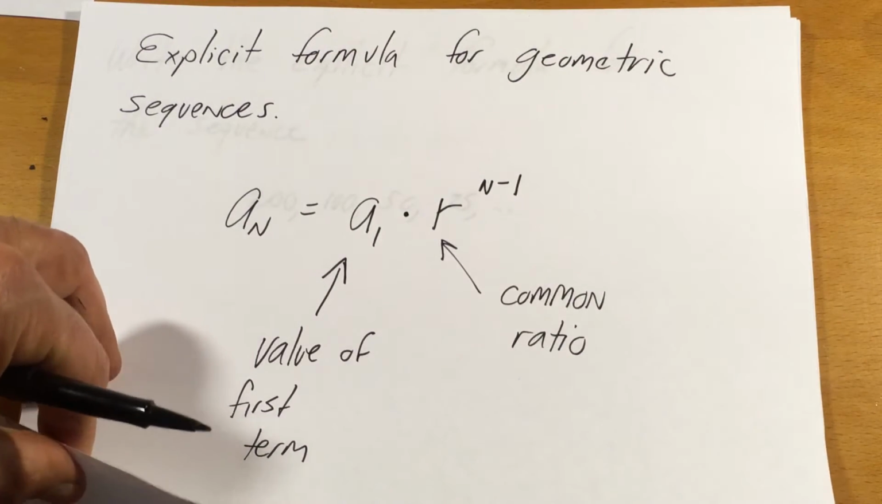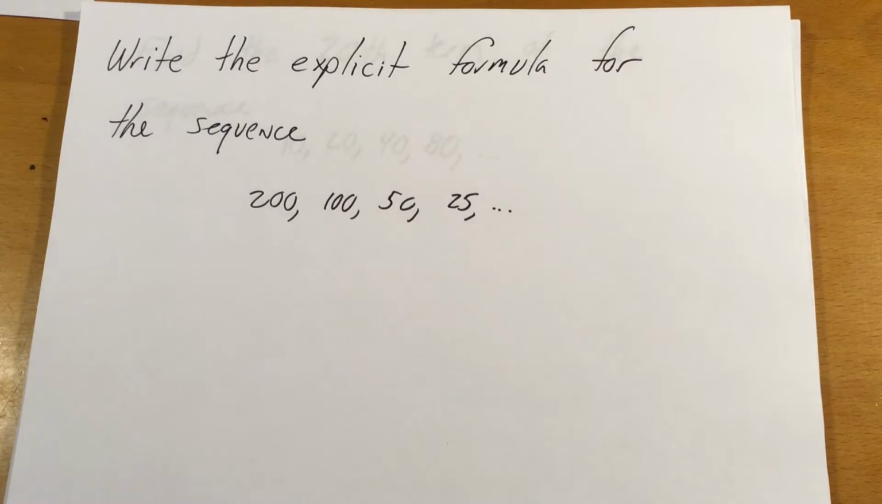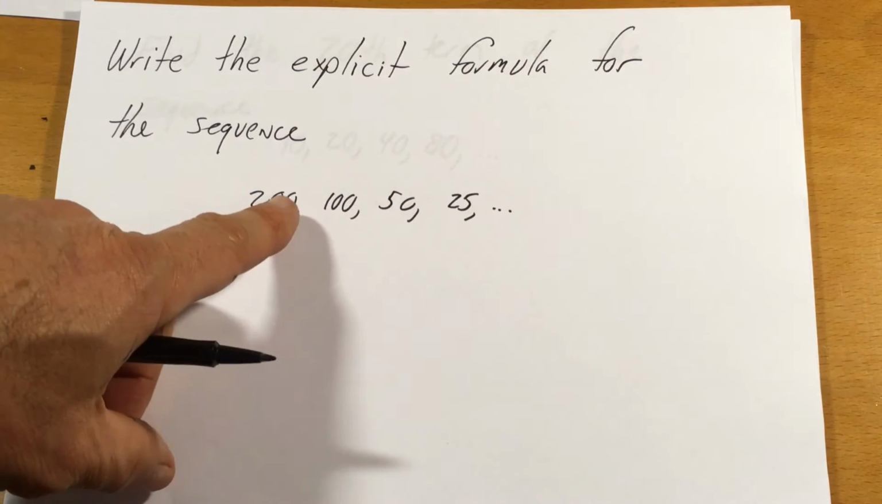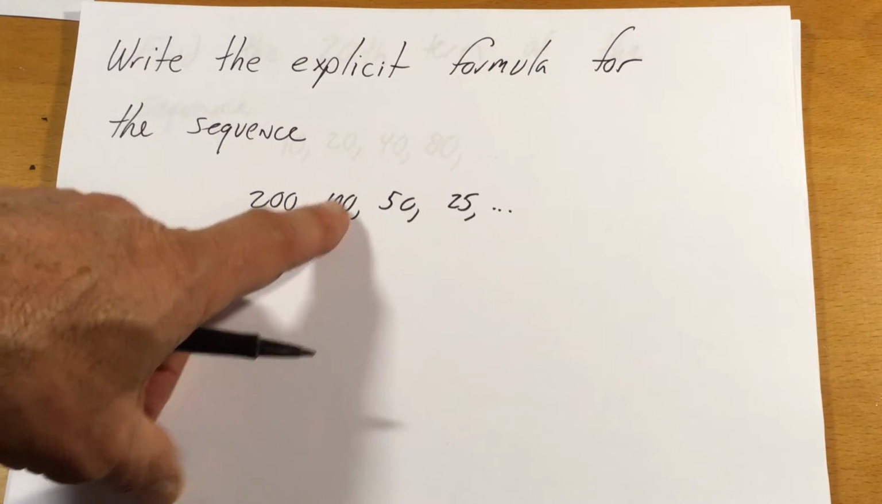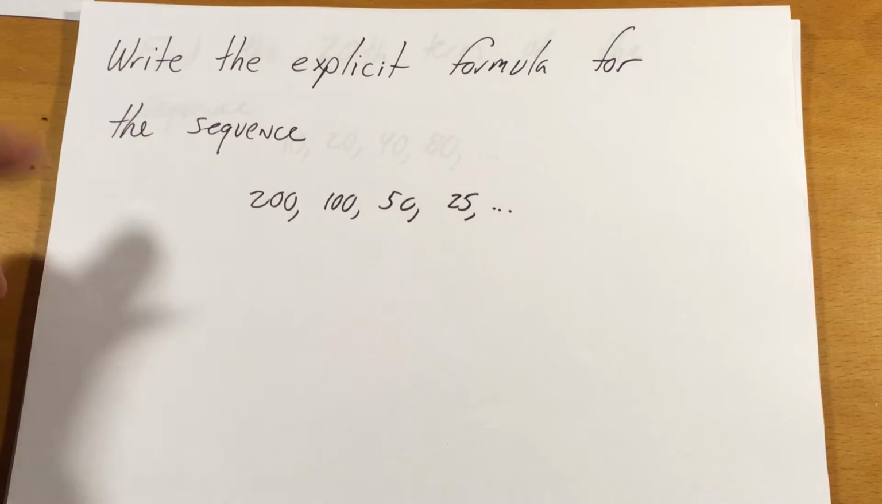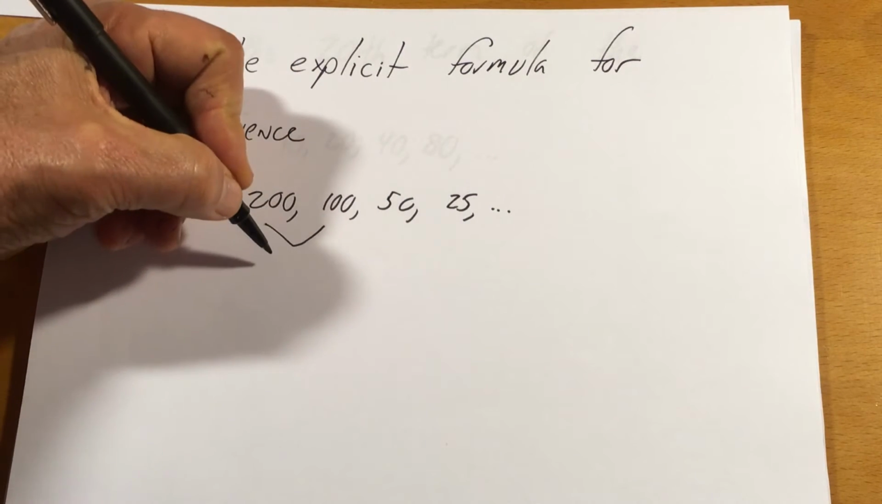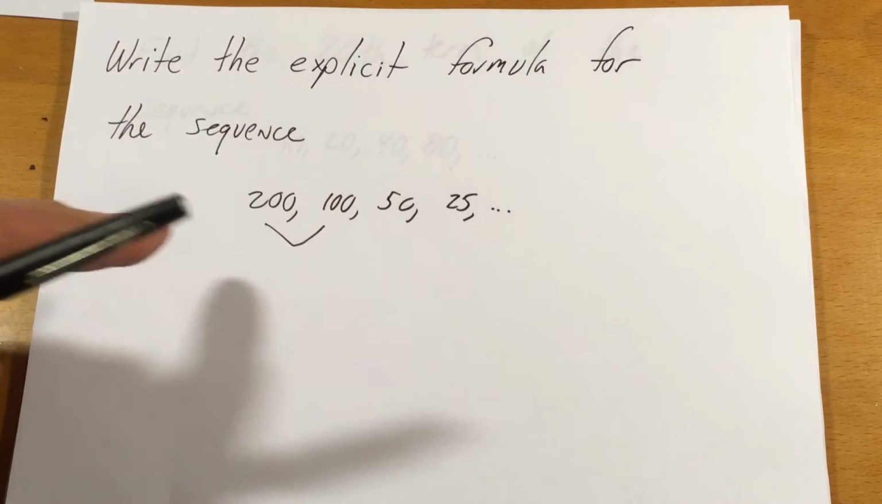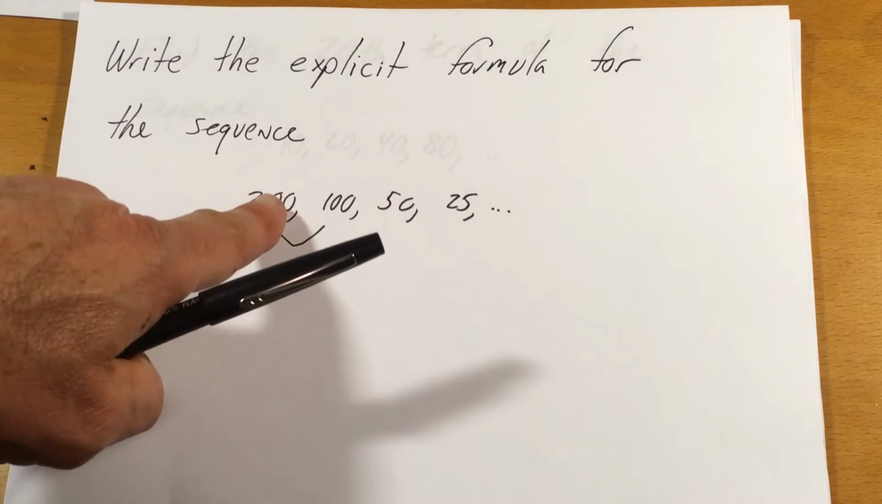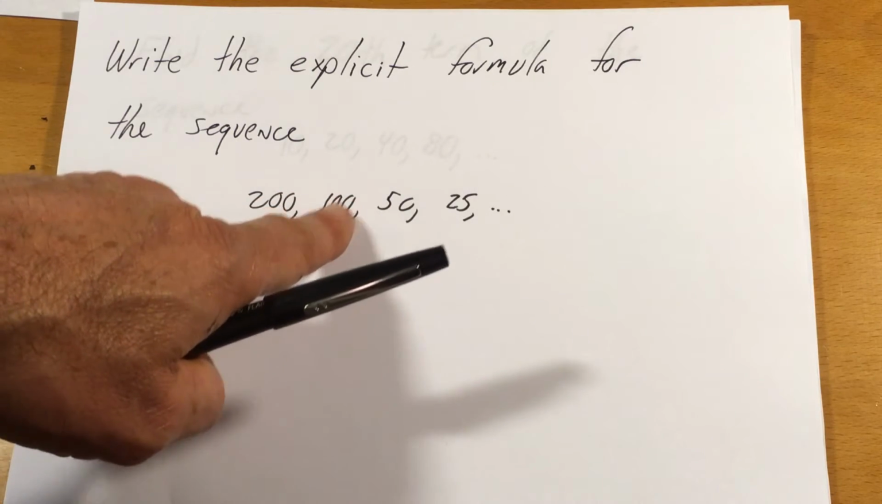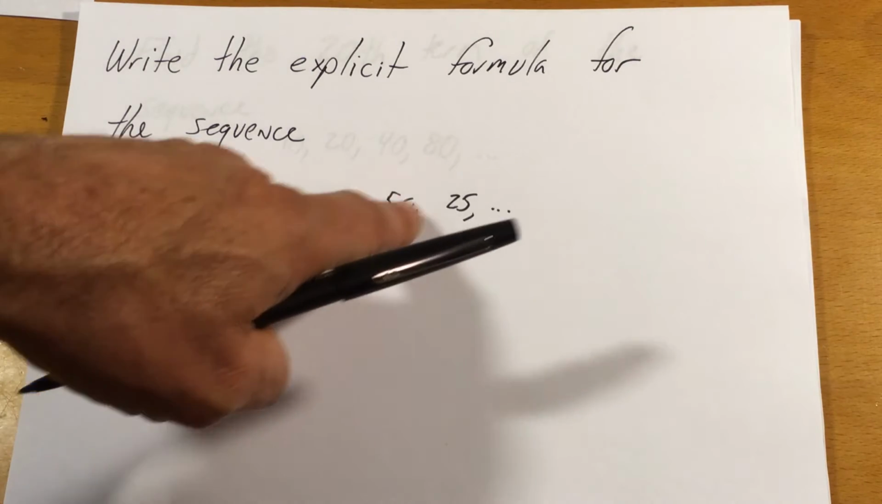So let's look at two quick examples. The first one is: write the explicit formula for this given sequence. Your first step here is you have to figure out what type of sequence it is. So 200 to 100, that's a difference of 100, and that's a difference of 50, and 20. So it's not linear. If it's not linear, you figure out if it's geometric. You can kind of see it's geometric. See how each one halves, right? 200 divided by 2 is 100. 100 halved is 50. 50 halved is 25.